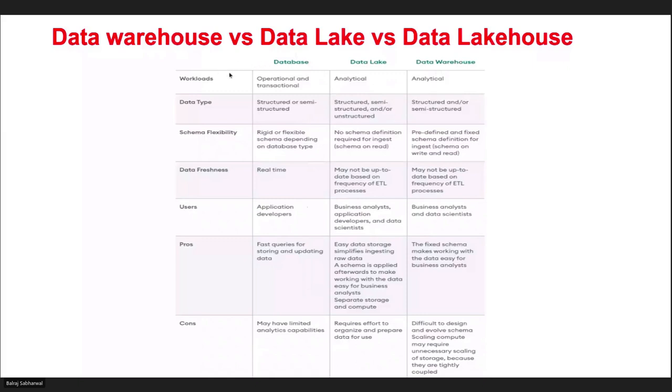When we talk about workloads, a database is basically used for transaction processes, and a data lake and data warehouse are used for analytical processes. And data type, as already discussed, and schema flexibility is offered in a database but not in a data lake, and not in a good manner in a data warehouse either. The rest I already discussed, the pros and cons for each of these.